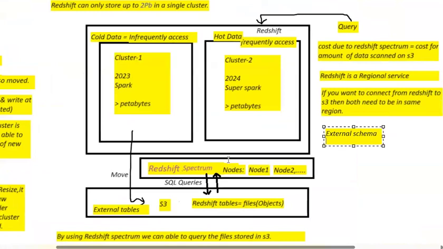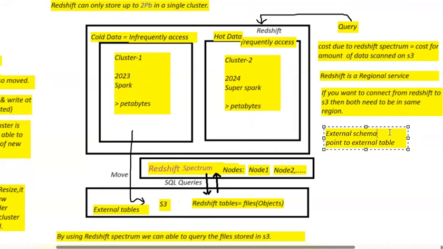So in order to hold the data, first we need to define an external schema and then we need to point to the external table. Whenever you want to get or process the data which is present under S3, you need these two things: the external schema and a pointer to the external table.